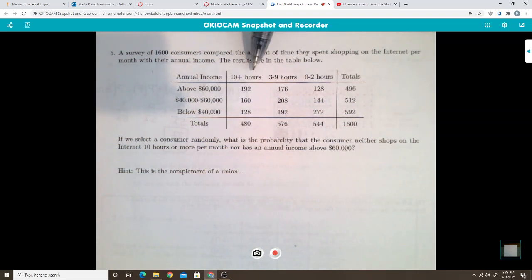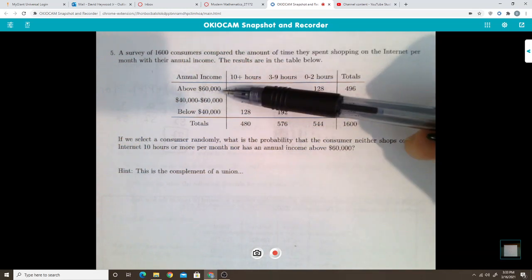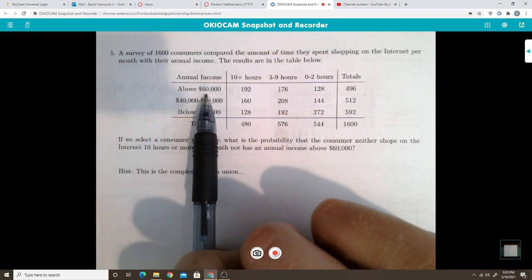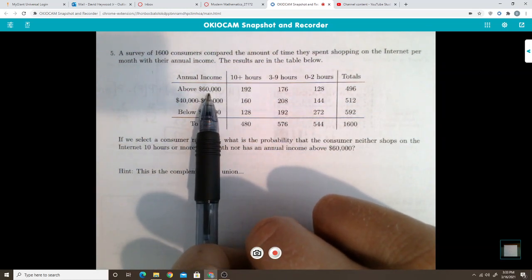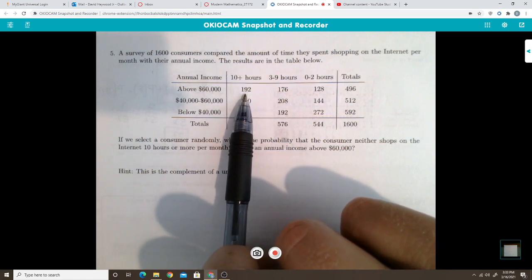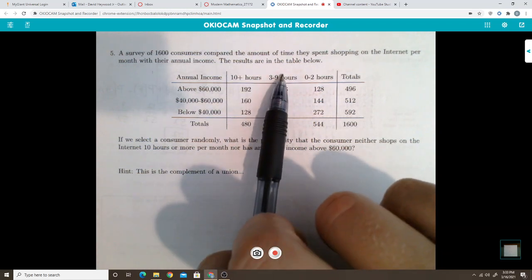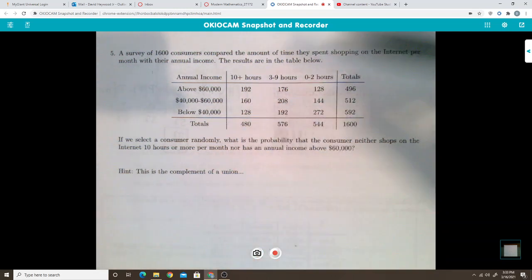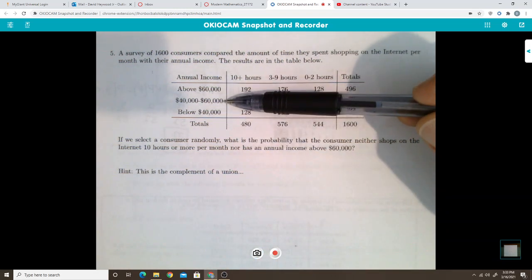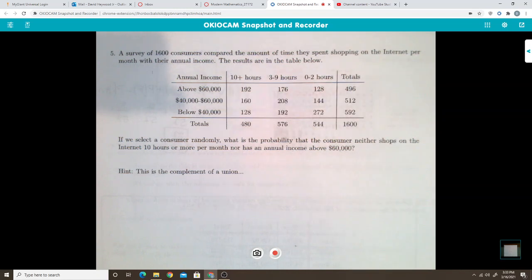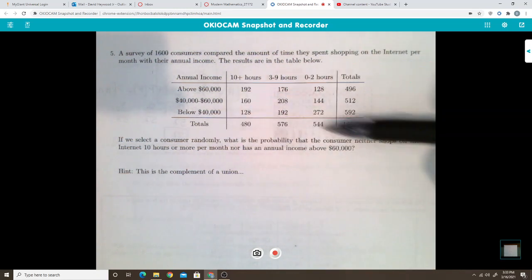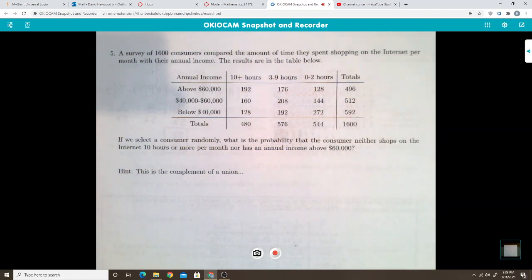Okay. So this is the amount of time they spent shopping on the internet. Some people spent 10 hours or more shopping, some people spent 3 to 9 hours shopping, and some people spent 0 to 2 hours shopping on the internet. And these are their income brackets. If they made more than $60,000 a year, then this is the breakdown, right? 192 of them spent 10 hours or more, 176 spent 3 to 9, 128 spent 0 to 2. So this is their income brackets, $40,000 to $60,000, and then below $40,000. And then we have totals, and the grand total here, 1,600 people.